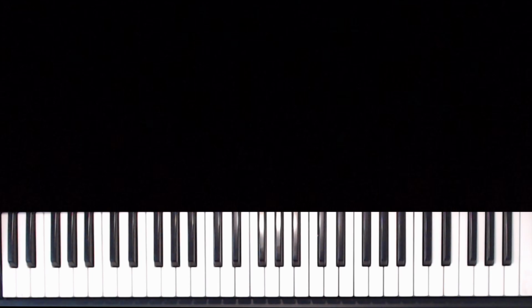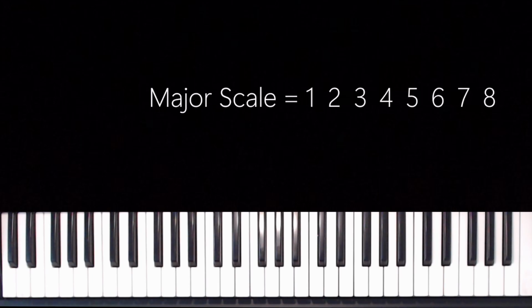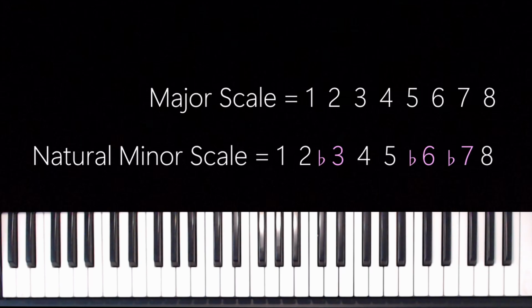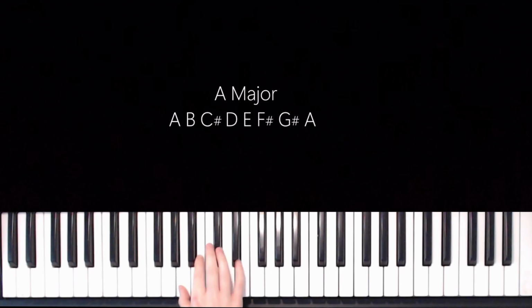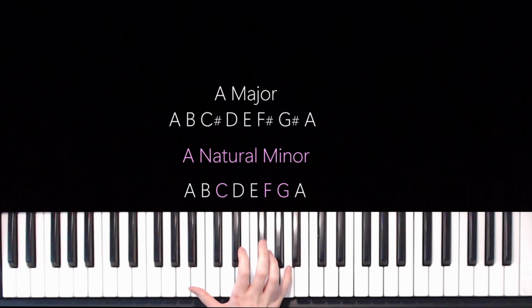Now, another way of understanding the natural minor scale is with a formula. We learned that the formula for the major scale is 1, 2, 3, 4, 5, 6, 7, 8. Well, the natural minor scale is 1, 2, flat 3, 4, 5, flat 6, flat 7, 8. So I want to show you an example. A major, 1, 2, 3, 4, 5, 6, 7, 8. A natural minor, 1, 2, flat 3, 4, 5, flat 6, flat 7, 8. So you can get to it in 2 ways. You can think about it, well, what is the major relative? Or you can think about it in terms of this formula.